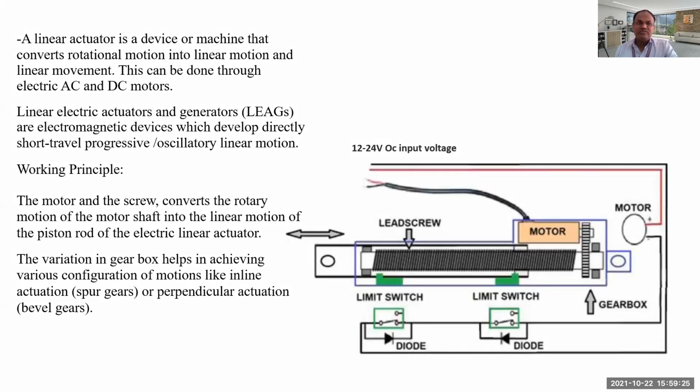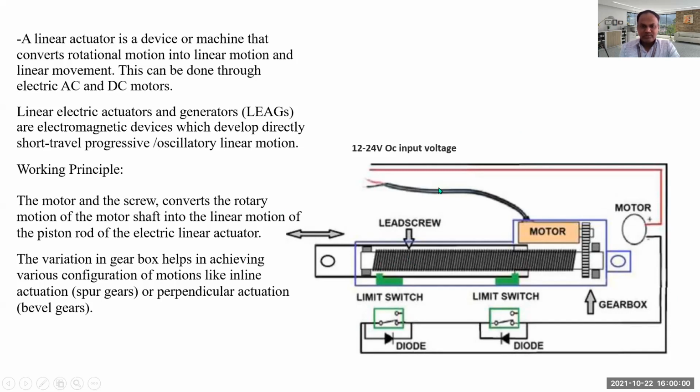It is a device or machine that converts rotational motion into linear motion. This can be done through electric AC or DC motors. Linear electric actuators are electromagnetic devices which directly develop short-stroke progressive or oscillatory linear motion. In this diagram, you can see the lead screw and motor, and there is a gearing system arrangement.